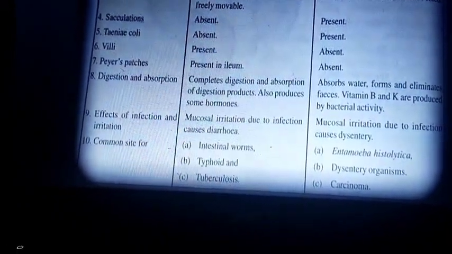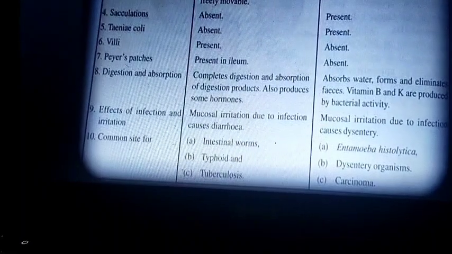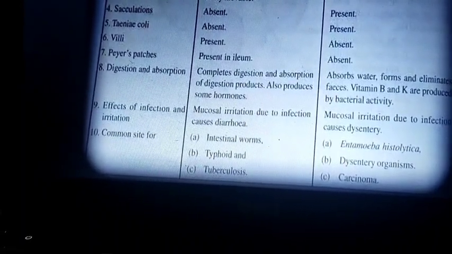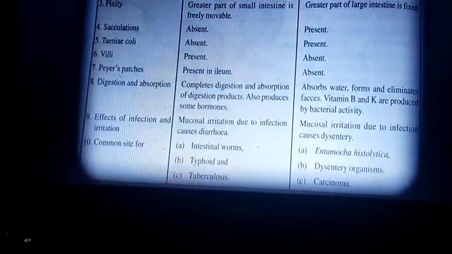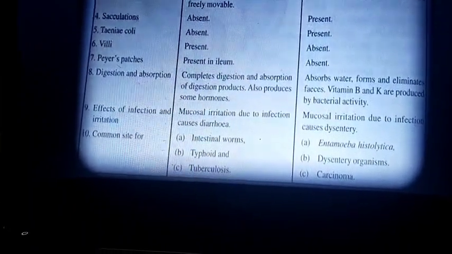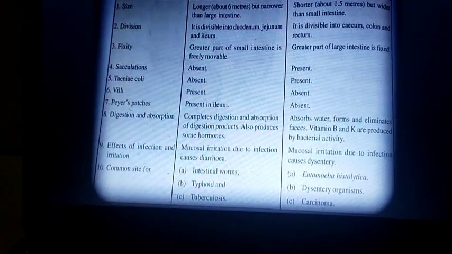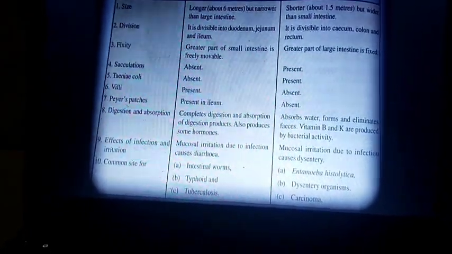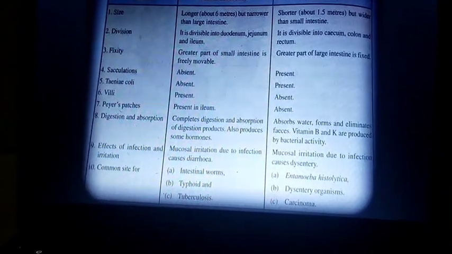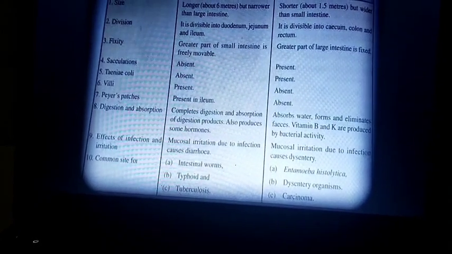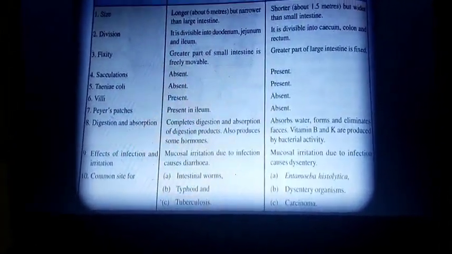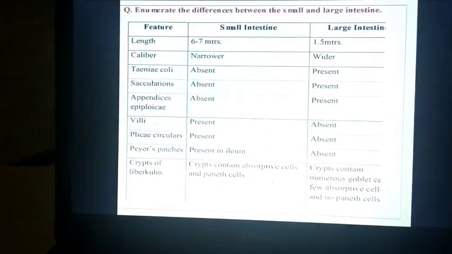Effects of infection and irritation: in the small intestine, mucosal irritation due to infection causes diarrhea, and in the large intestine, mucosal irritation due to infection causes dysentery. Common sites: the small intestine is a common site for intestinal worms, typhoid, and tuberculosis. And the large intestine is a common site for Entamoeba histolytica, dysentery organisms, and carcinoma. This is the difference between the small intestine and large intestine.